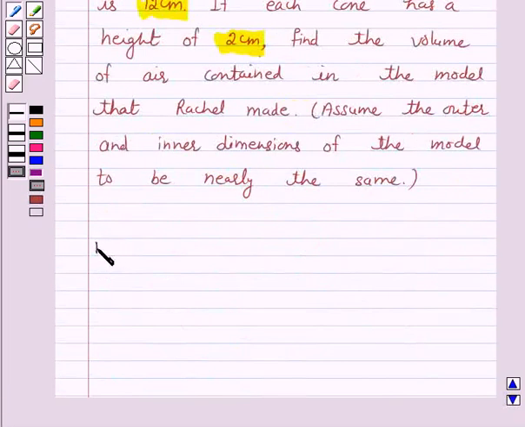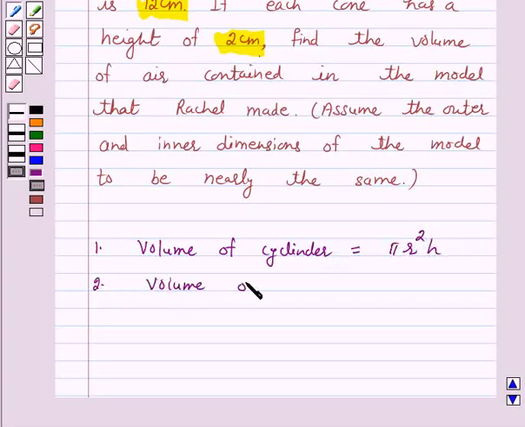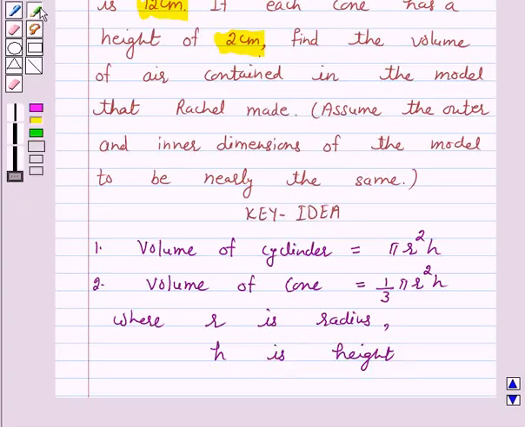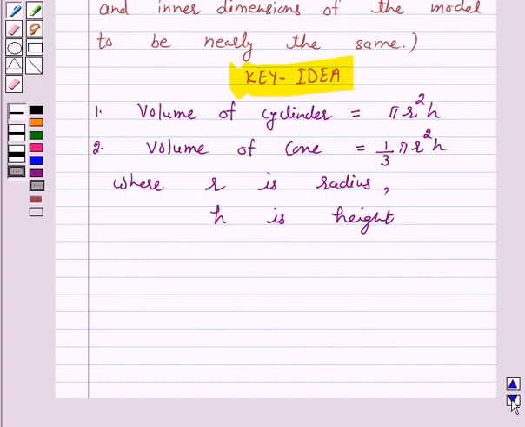Now we know that volume of cylinder is equal to pi r square h, and volume of cone is equal to one by 3 pi r square h, where r is the radius and h is the height. So this is a key idea behind our question. We will take the help of this key idea to solve the above question.